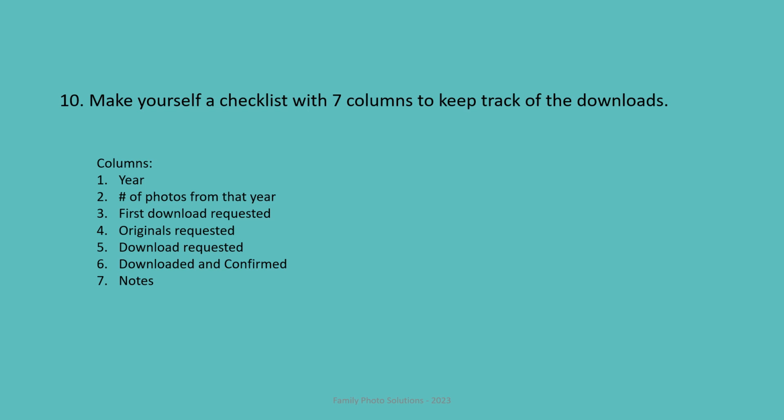So I'm going to make a row for download 1, the next row for download 2, and another row for download 3. Now, as I request those downloads, I can record the number of photos in each download in the second column, and I can keep track of all the steps for each download separately.